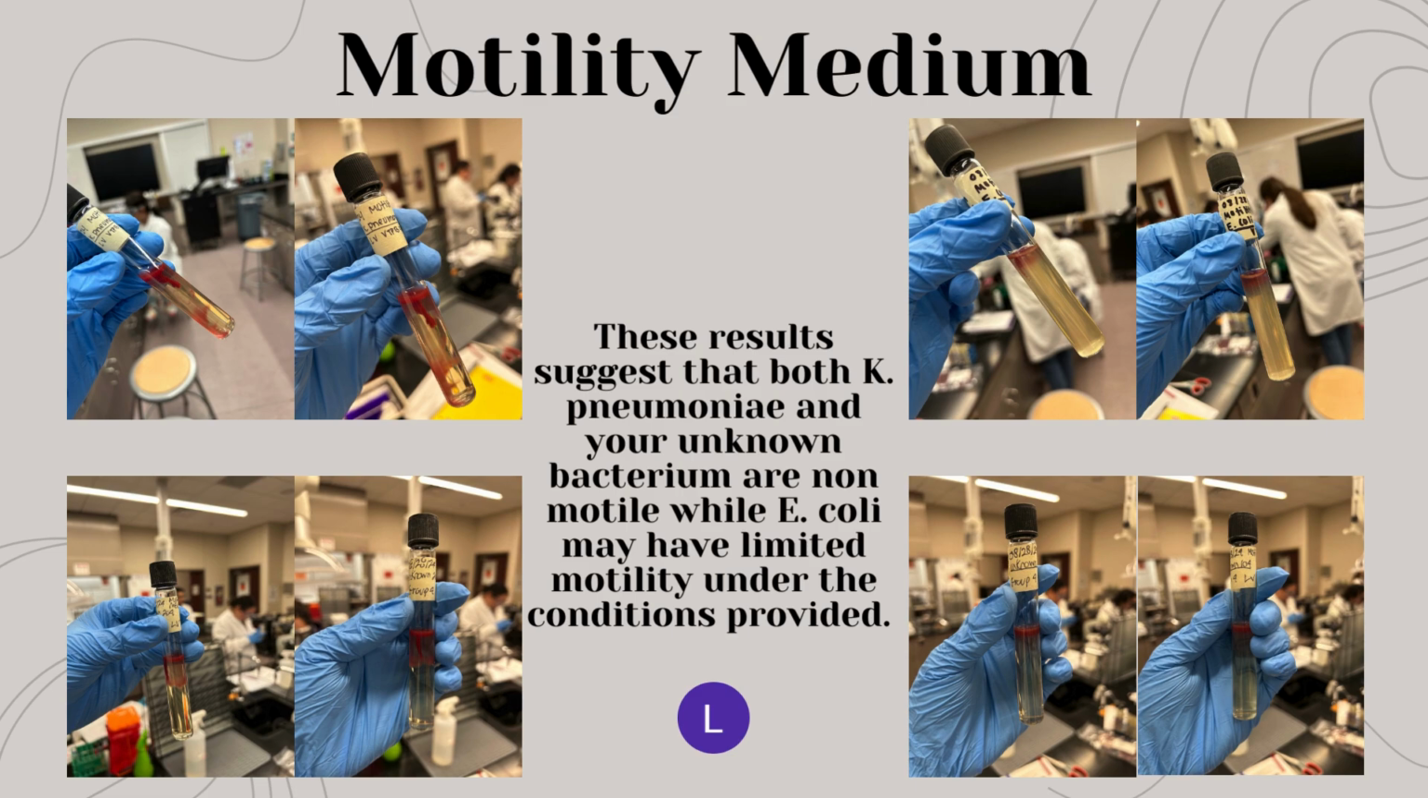So for this slide, we will be talking about the motility medium and the different types of growth that it had throughout the medium. So first of all, for the K. pneumoniae, the one on the top left, you can see how it grew from the stab to the bottom. So that tells us that it has a high motility.